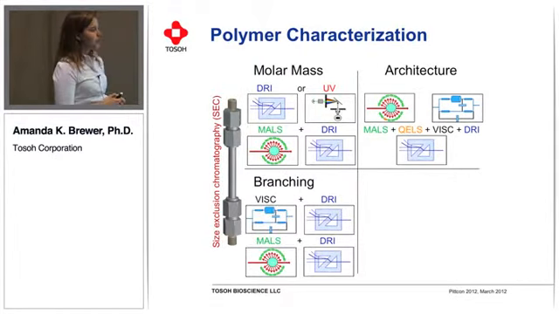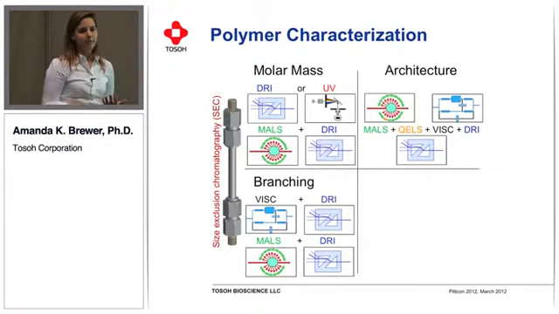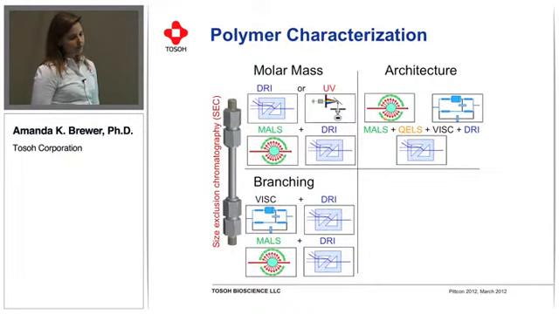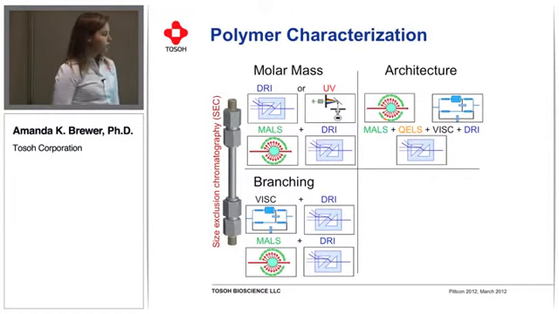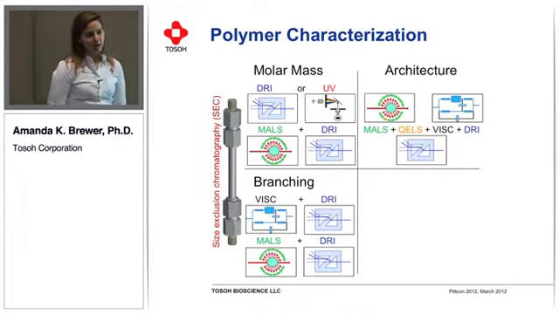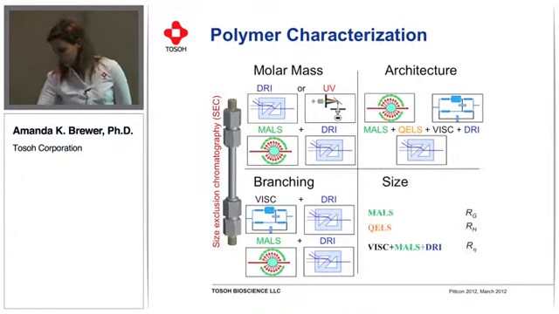As far as branching goes, you're going to be talking about the same type of detector system. You either need to have a viscometer or multi-angle light scattering detector coupled to a differential refractive index detector. So one or the other. As you can see, once you start adding in more than one detector, there's more information. If you simply had an RI detector and then you added a multi-angle light scattering detector, we're already able to obtain both architecture and branching information for the characterization of our polymer.